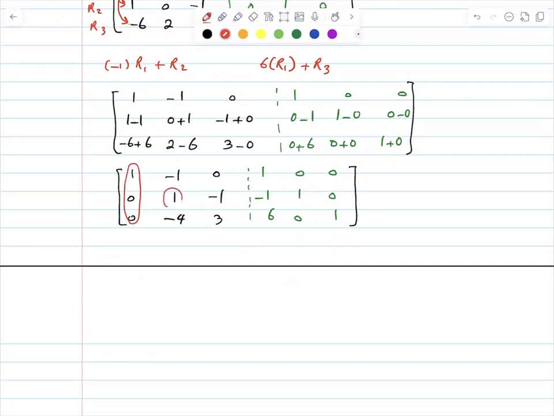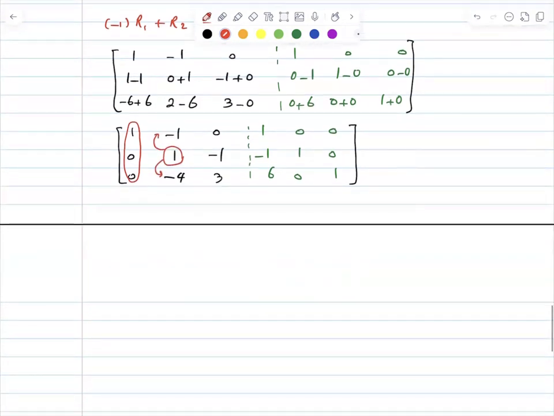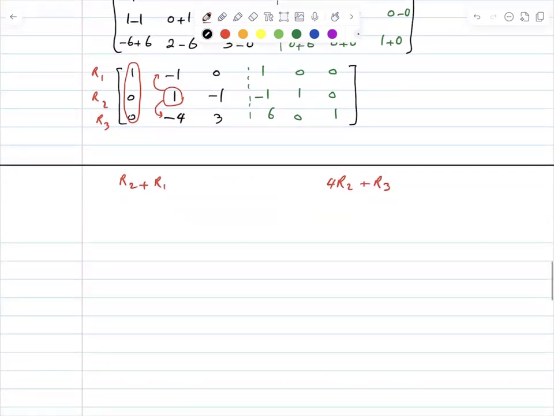The second column, it has 1, but the entries above and below must be equal to 0. So we're going to do the same thing here. You can relabel these as R1, R2, R3 again. These are your new rows, but again, multiply the second row by 1 and add it to the first row, or basically add R1 and R2 together, and then multiply the second row by 4, 4 times R2, and add it to the third row. Let's see what's happening here.